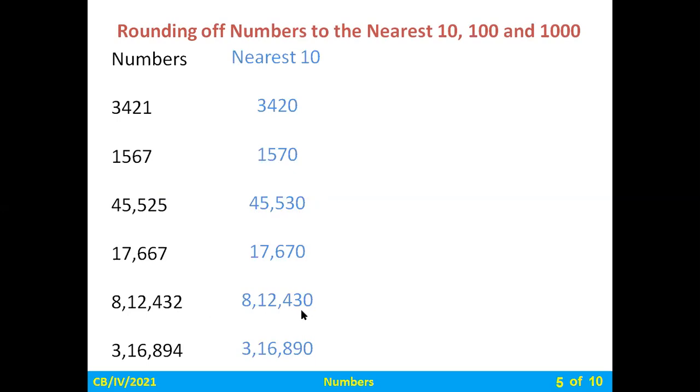Similarly, 8,12,432 got rounded off as 30 because here it is 32, which is near to 30. 32 lies between the 30 to 40 range. Here you can see the last two digits are 94, and 94 lies between 90 to 100, right? So it is less than 95, and so it got rounded off as 90.